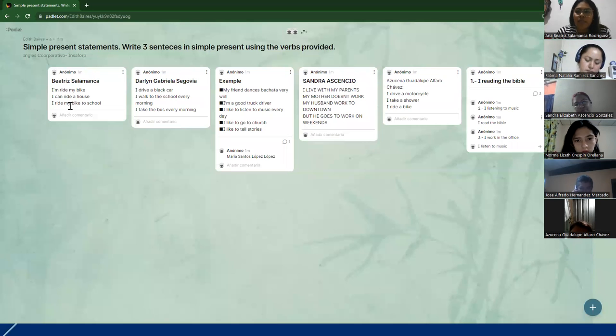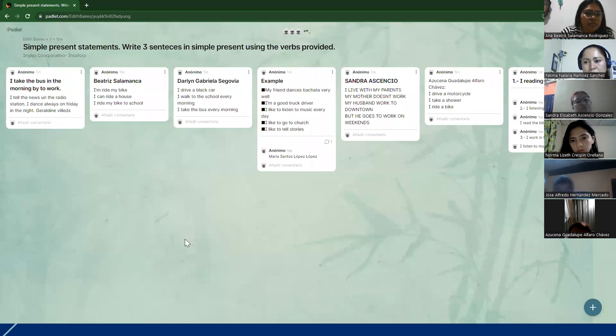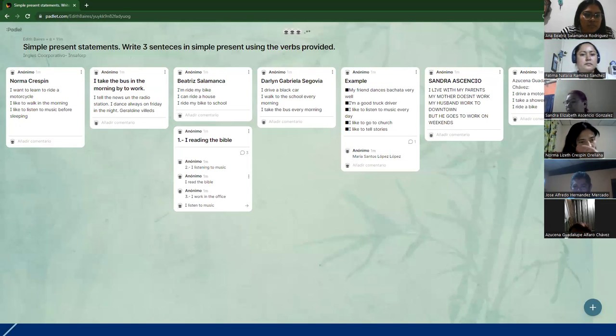Okay, Beatriz, in this case, la número uno, le quita el am, okay? Solo I ride my bike. Porque en este caso no es necesario el verbo to be, porque estamos en simple present, okay? Cuando utilizamos el simple present, no utilizamos el am, are, or is. Eso es solo cuando utilizamos el present continuous, cuando le agregamos ing al verbo.